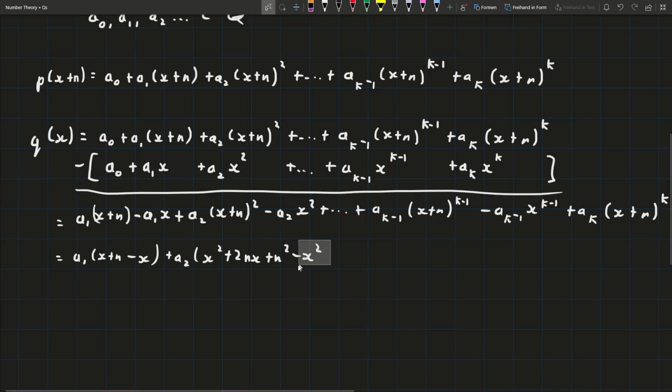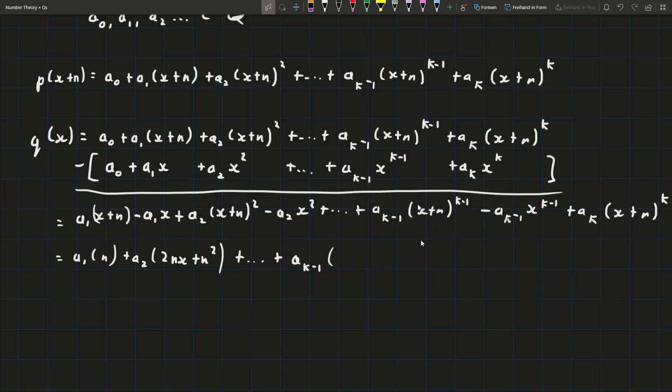This x squared and this x squared will cancel, so they're gone. And then these x's are gone too, and we can just clean things up a little bit. Alright, and this is going to keep happening for all of them, but we'll just show how it happens for the k minus 1th term. So when we factor out a sub k minus 1 and expand out this binomial, we're going to get, now you can write the choose function, but it's not necessary because obviously the coefficients don't matter, it's just what we're doing with them, okay?